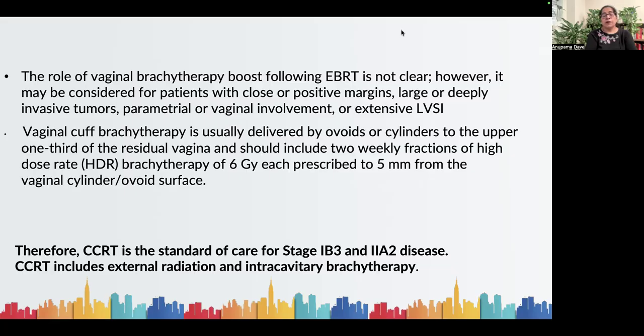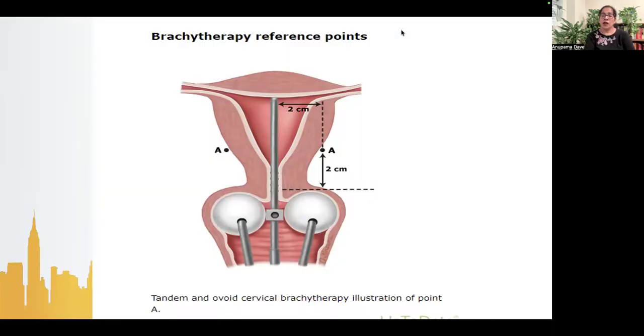CCRT, combined chemoradiotherapy, is the standard of care for stages 1B3 and 2A2 disease. This includes external radiation and intracavity brachytherapy. So, along with chemo, we give external radiation and intracavity brachytherapy. These are the tandem and ovoid placements for cervical brachytherapy.